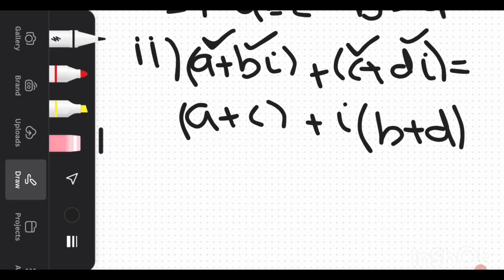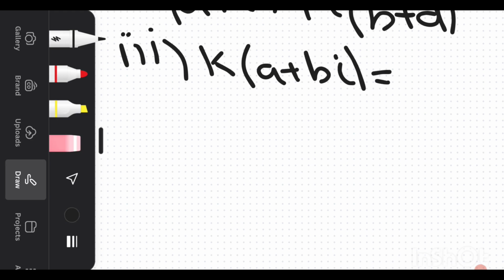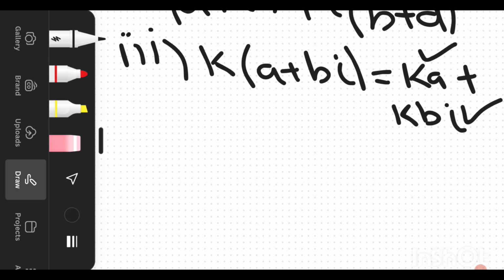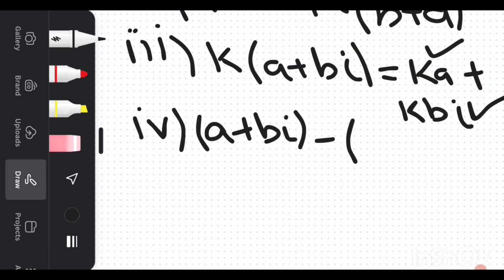The third one is how we can multiply a number with a complex number, like k. If I multiply k into a plus b iota, it's again simple. This is equal to ka plus kb iota. So this is the real part and this is the imaginary part. Now the fourth operation is how we can subtract two complex numbers, like a plus b iota minus c plus d iota.